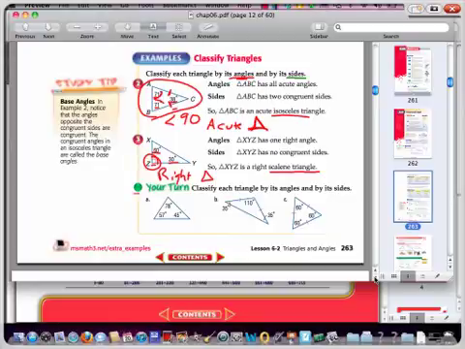All right, so your turn. Let's go ahead and do A, B, and C on our triangles here, and we'll check back in with you in a little bit. Make sure you do them both by angles and by sides. Okay, so do angles and sides.